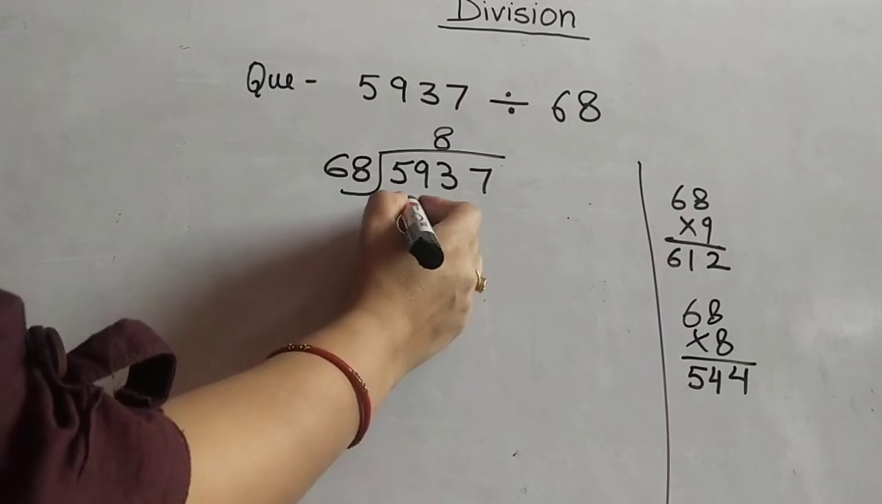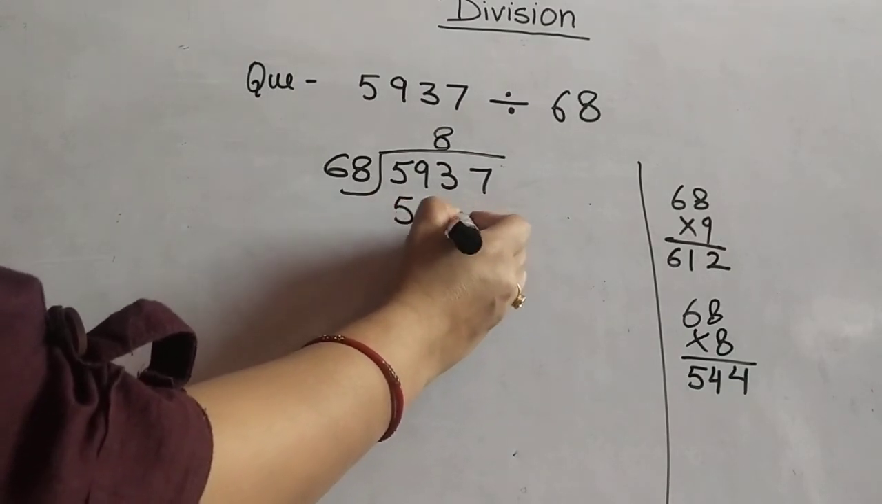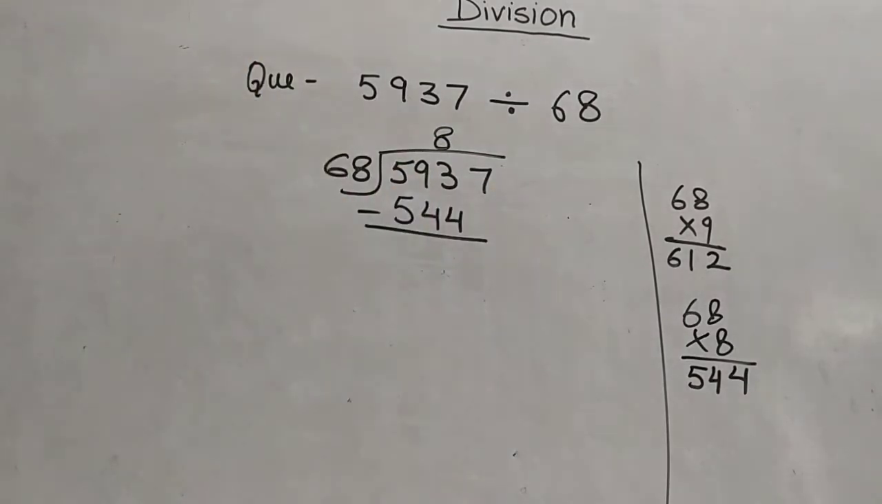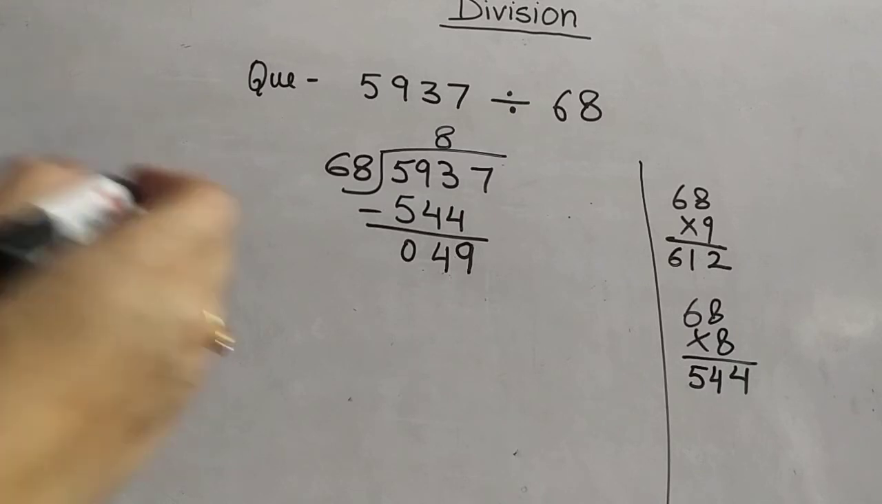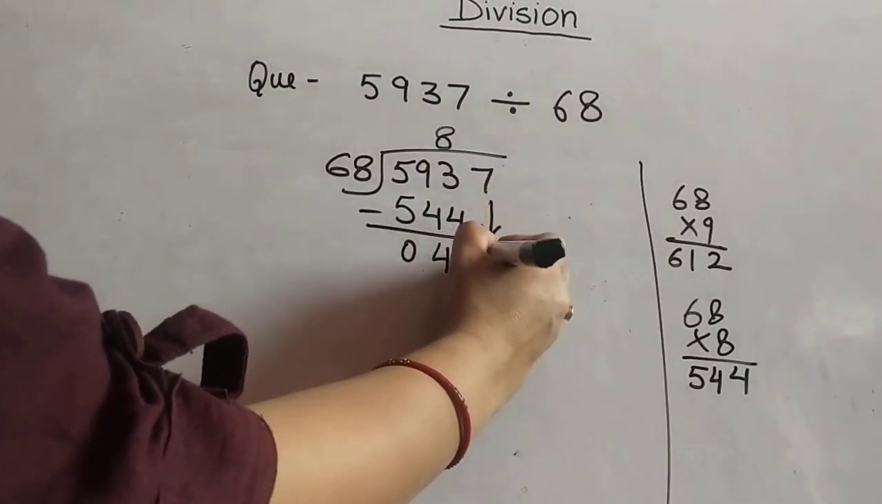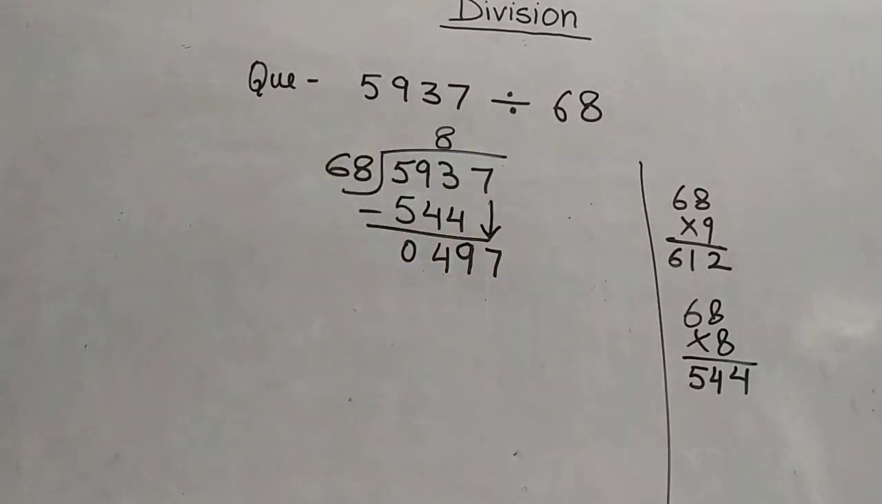68 eights are 544. Now subtract 544 from 593. So 49 is the remainder here. Now bring down the next digit, which is 7. Now we have the number 497.